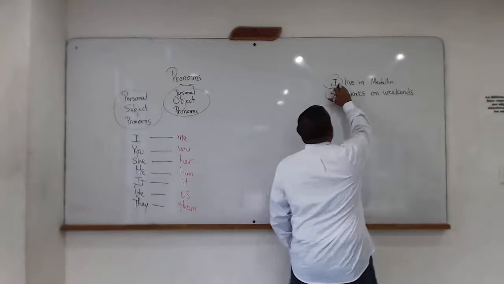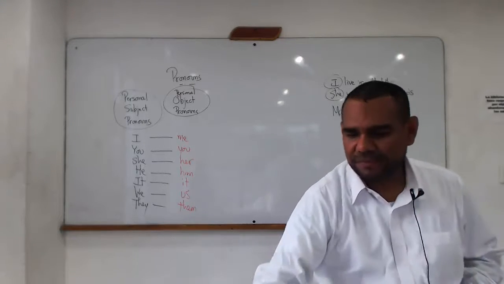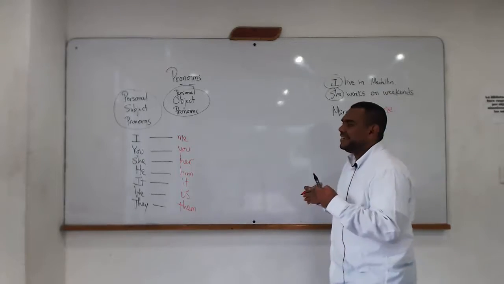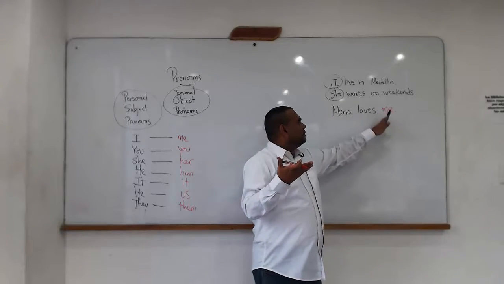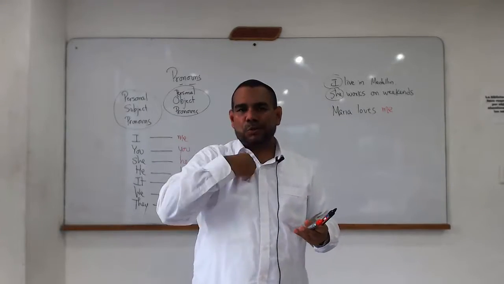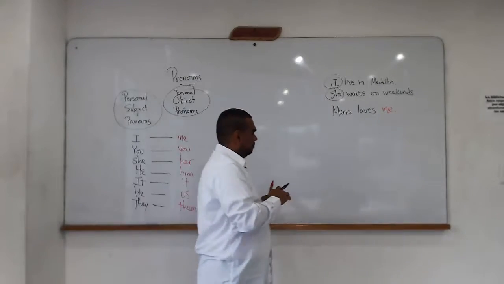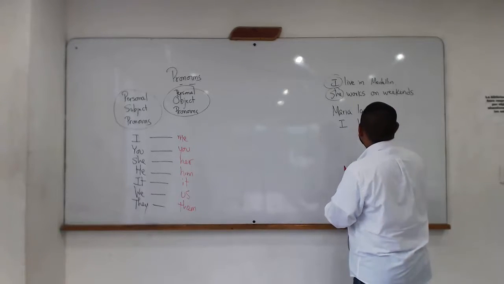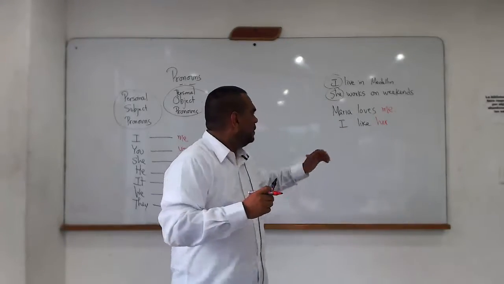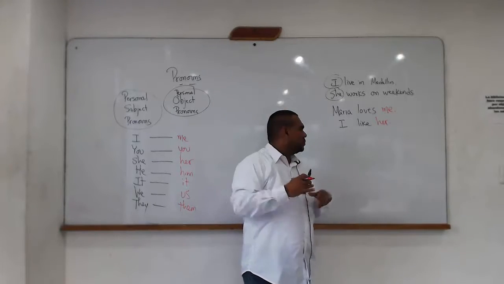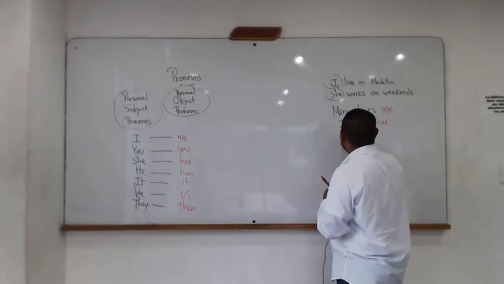So, for example, I live in Medellin, but Maria loves me. Maria loves me, and not Maria loves I. Of course not. That is incorrect. Maria loves me because I am the one who receives the action done by Maria, in this case, the action related to loving. I like her, and not I like she, right? Because this is the one related to the person who receives that action. Okay? I like her.